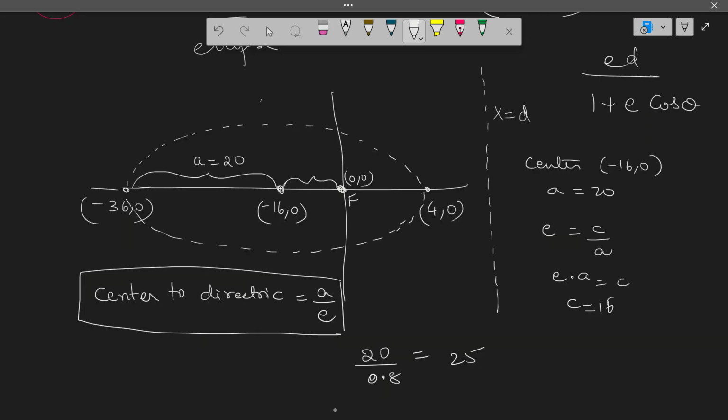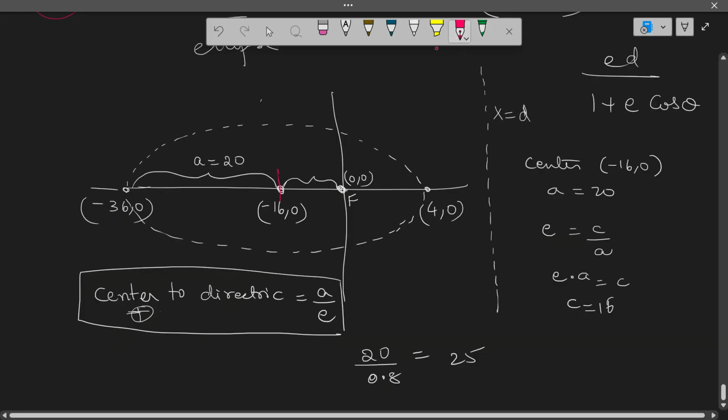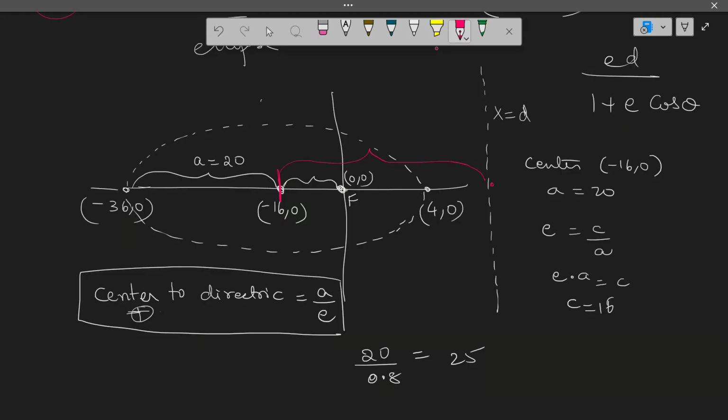So therefore, the center of the ellipse to the directrix. Where is the center? The center is here. From here, I have to go 25 units to this part. So that means 20 units is going to be to the vertex. From 20, I go further 5 units. So 4 plus 5 is 9. So x is equal to 9 is going to be my directrix there. Okay, this is my directrix. That looks good. X is equal to 9.